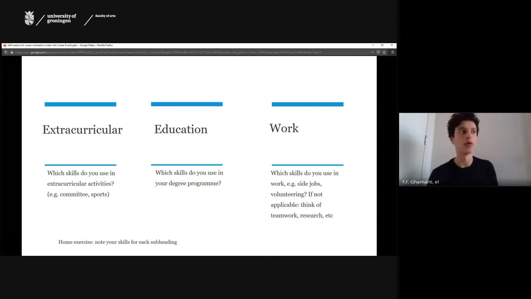In education, it could be doing research, presenting this, self-sufficiency, or if you have a part-time job next to your studies, it could be time management because you know how to juggle multiple things. Or if you do a sport on a high level, it shows that you are competitive, that you're determined, or that you're ambitious. So before you go on to the third part of this self-analysis, to the values, I want you to pause the video for a few minutes and to note your skills for each subheading.